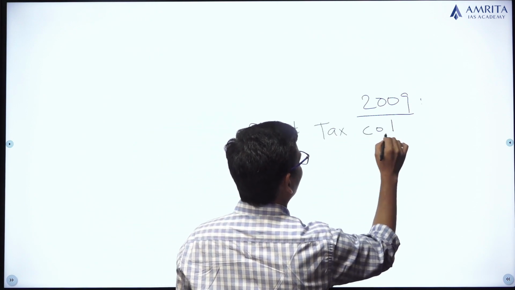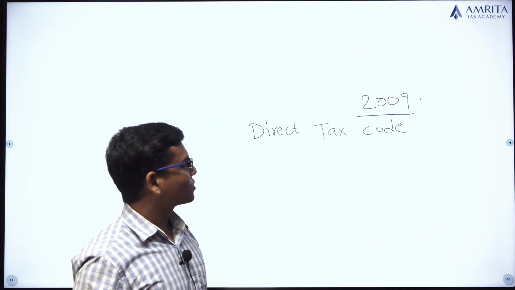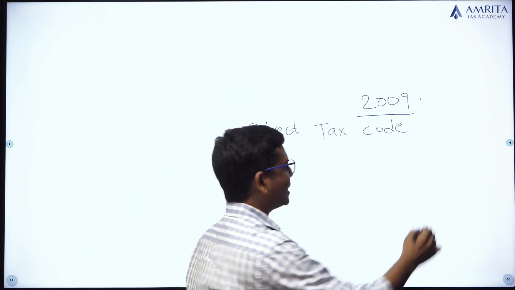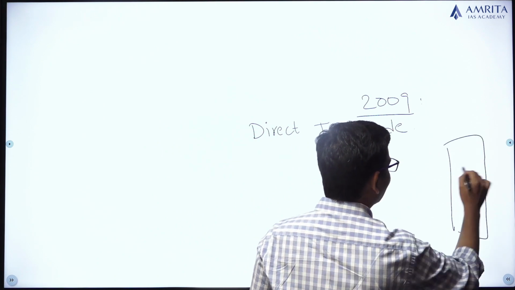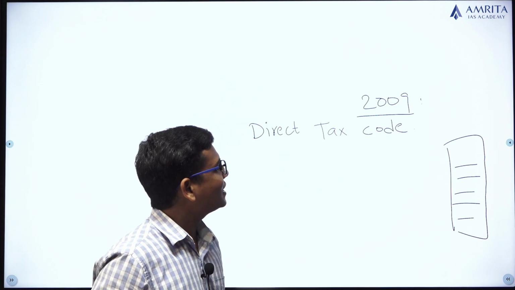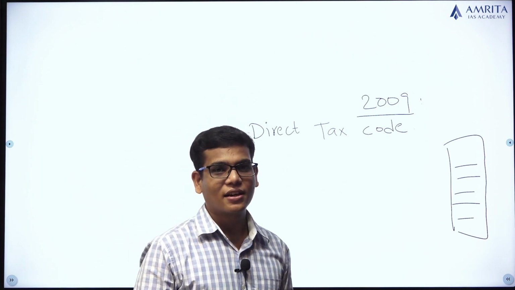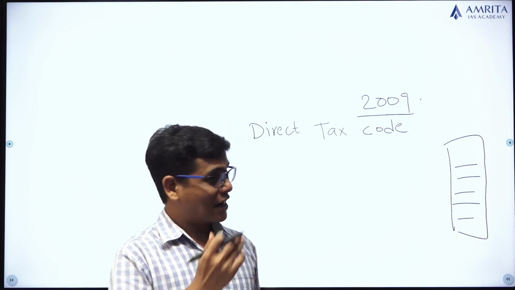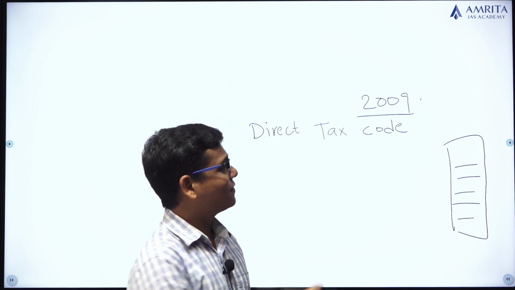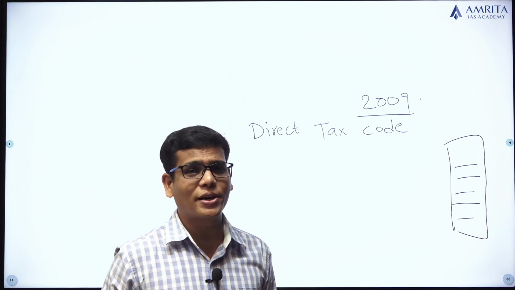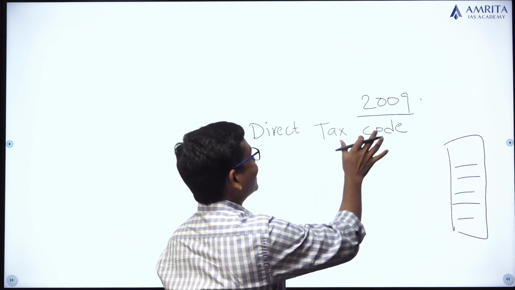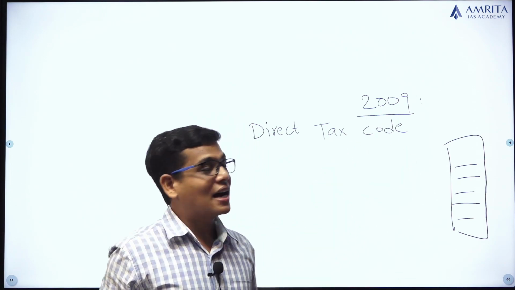Direct tax code. Direct tax code in the sense we are bringing a uniform, single law. In this single law, we are again rewriting the provisions of the Income Tax Act in a simplified manner, in a compliable manner, in a manner which is easily understood by the people. So we proposed a direct tax code to simplify the tax laws.